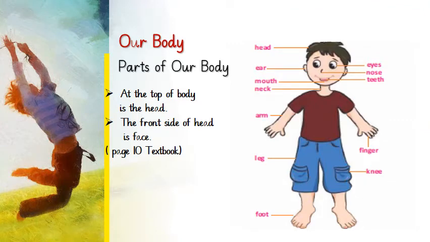Parts of our body. Observe the given picture which has been taken from page number 10 of science textbook. At the top of body is the head and the front side of head is face, having eyes, ears, nose, mouth, teeth, and then comes neck. Moving down you can see that there are arms and fingers labeled and then legs, knees and foot. All these are different body parts of a human body.